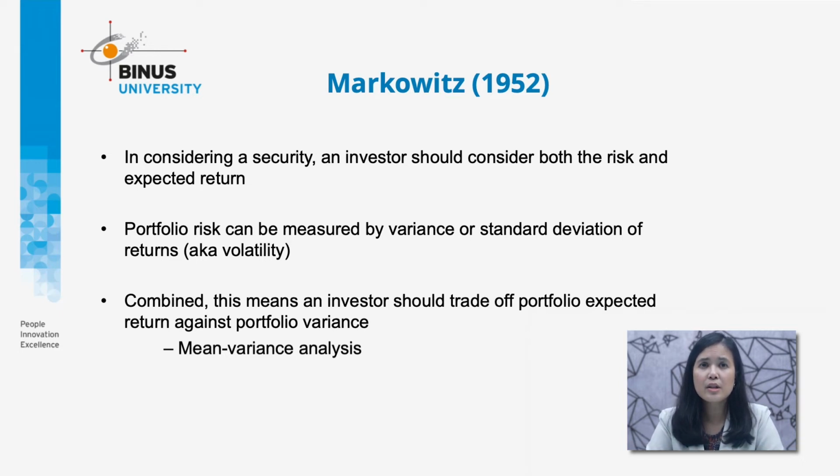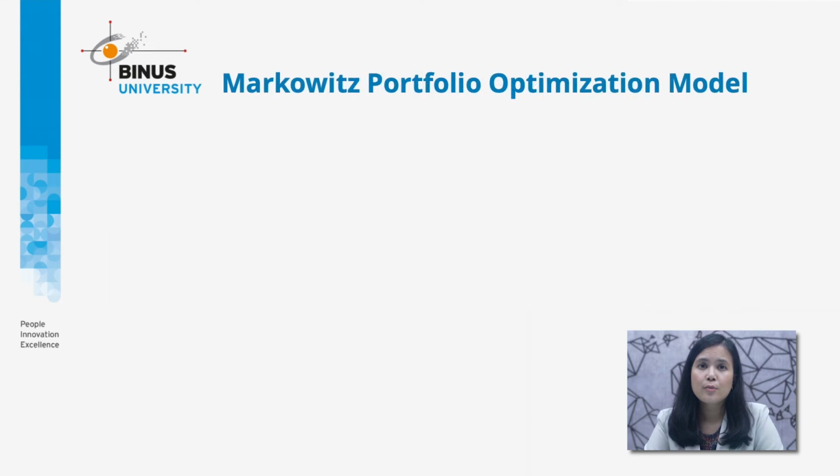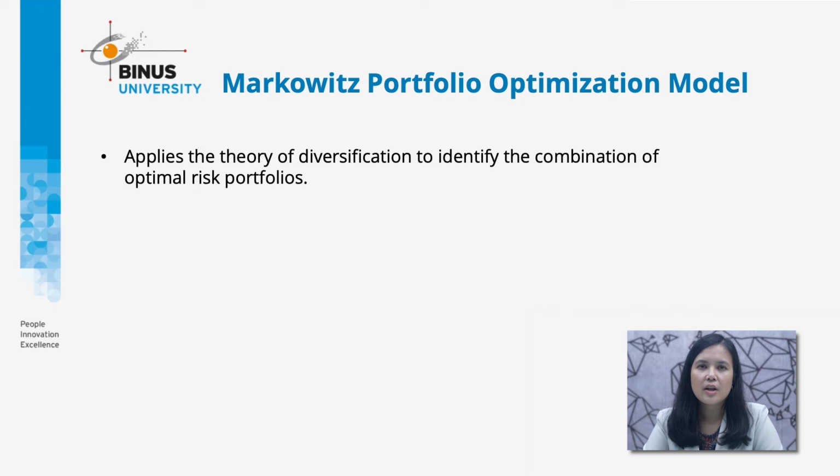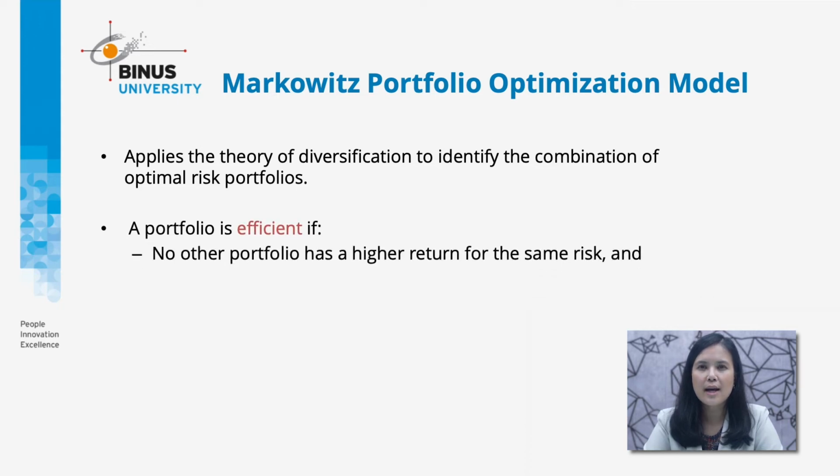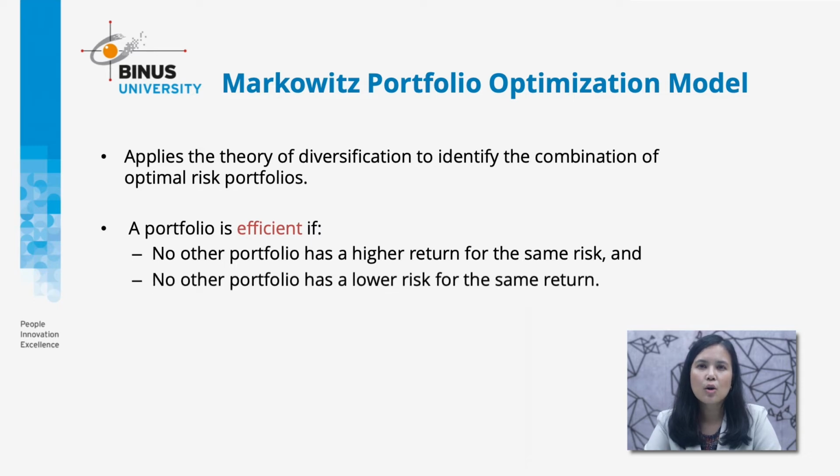It brings us to the Markowitz portfolio optimization model. It applies the theory of diversification to identify the combination of optimal risky portfolio. A portfolio is efficient if no other portfolio has a higher return for the same risk, and no other portfolio has a lower risk for the same return. So, a portfolio is said to be efficient if there is no other portfolio that offers higher returns for a lower or equal amount of risk.